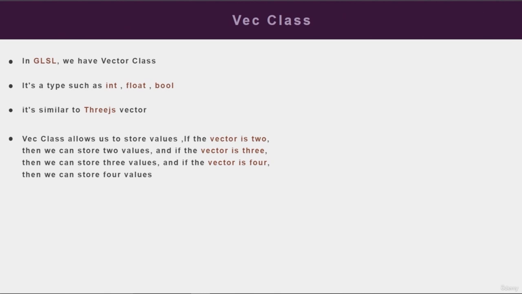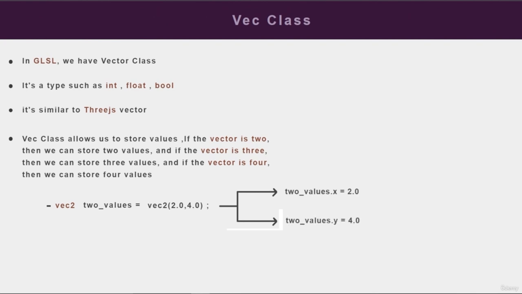So if we want to create a vector2 variable, then we write vec2 and then we give the variable a name equal vec2, then we specify the two values. Now the two values variable contains two coordinates. The first value is the x value and it equals 2, and the second value is the y value and it equals 4. If we created a vector2 variable and we only specified one value, this value will be the x and y value. So the x value equal 1 and the y value also equal to 1.